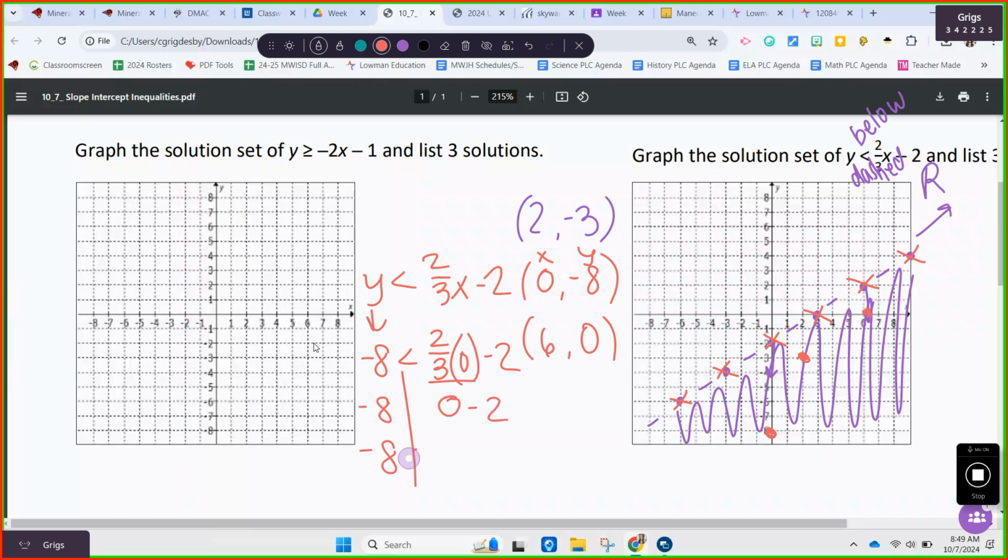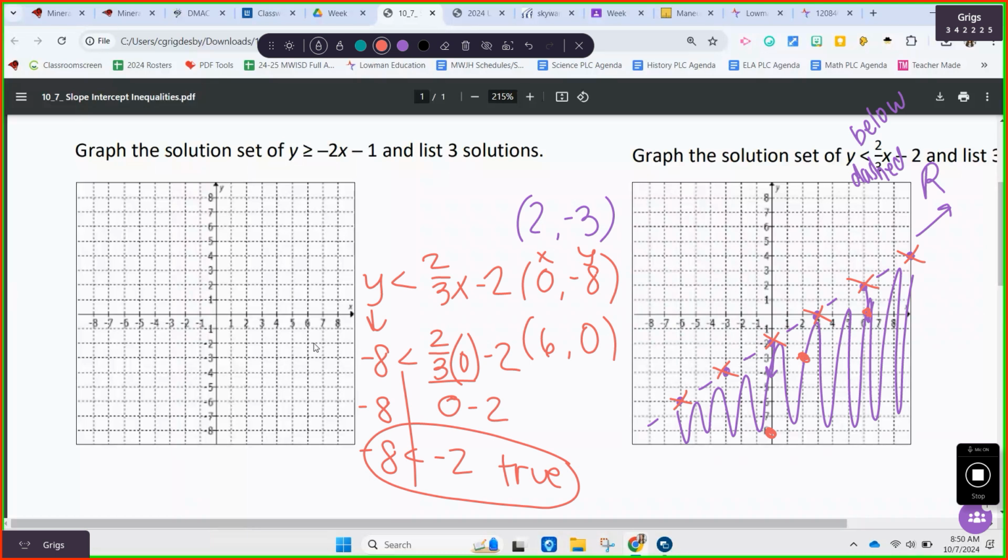So I get -8 is less than -2. Is that true or false? True. So did I shade the correct direction? Yes. If you get a false statement, you have shaded the wrong direction.